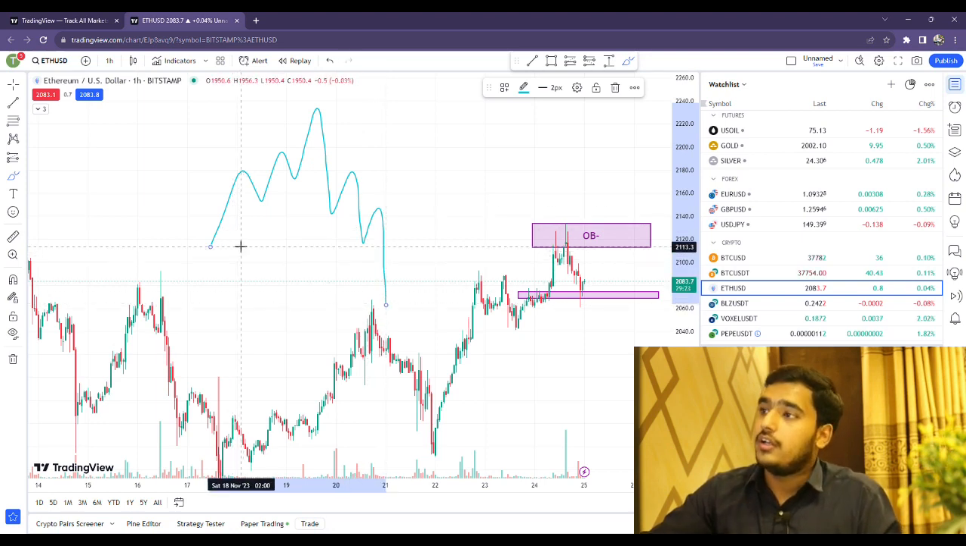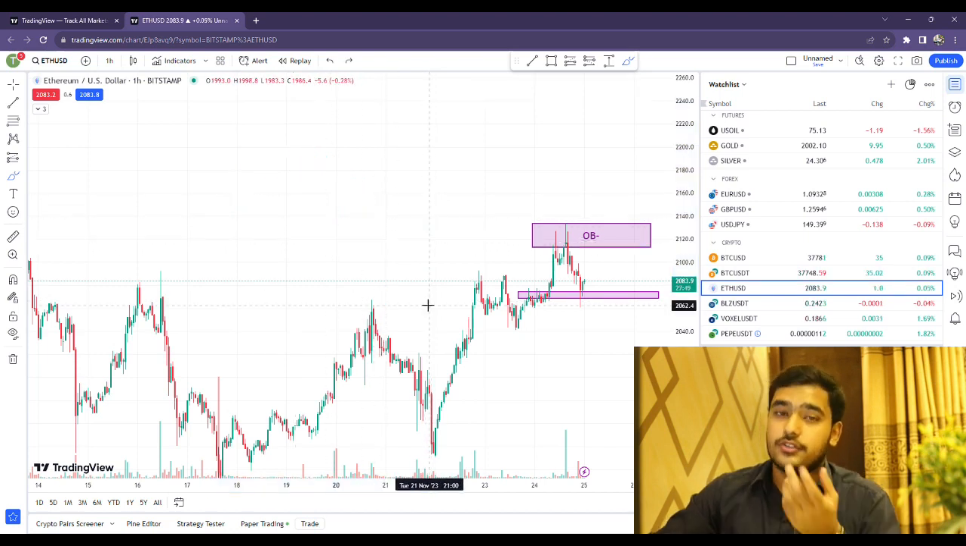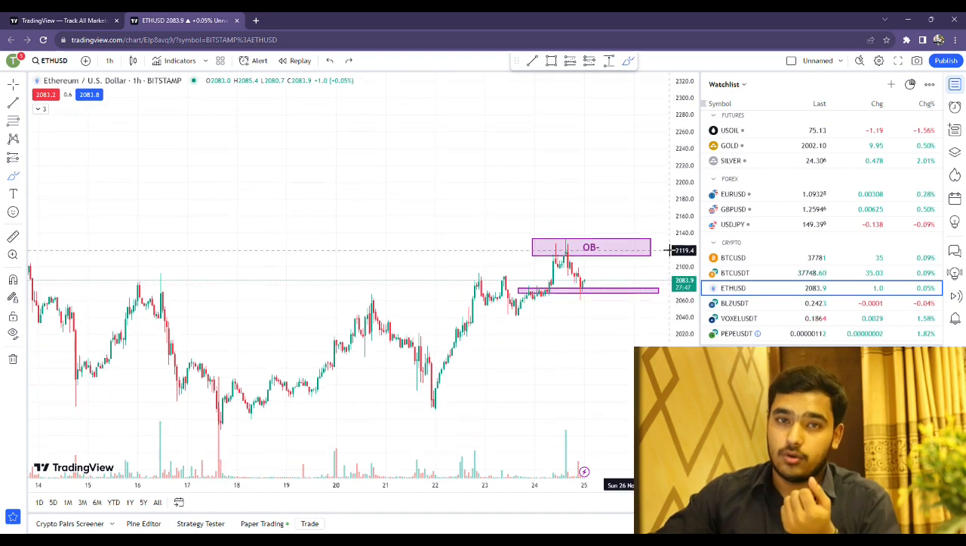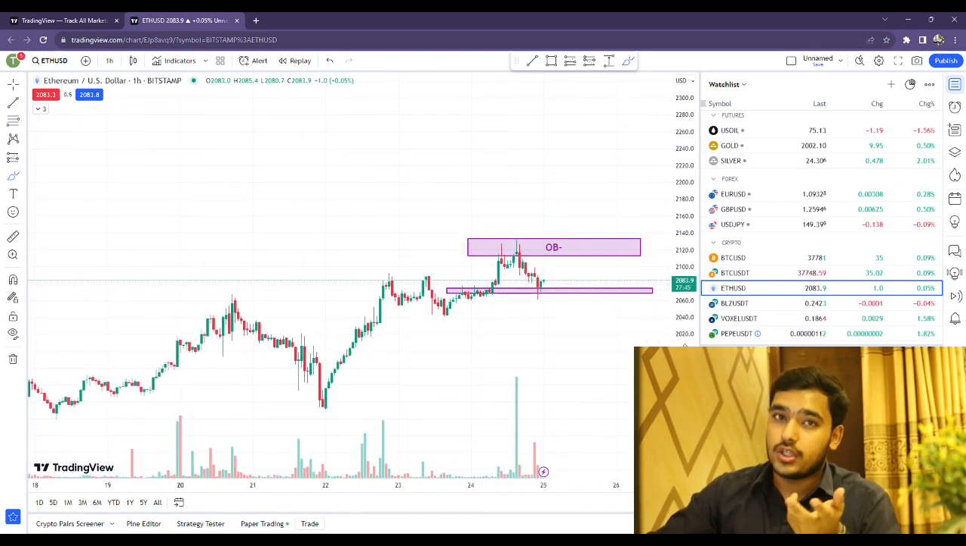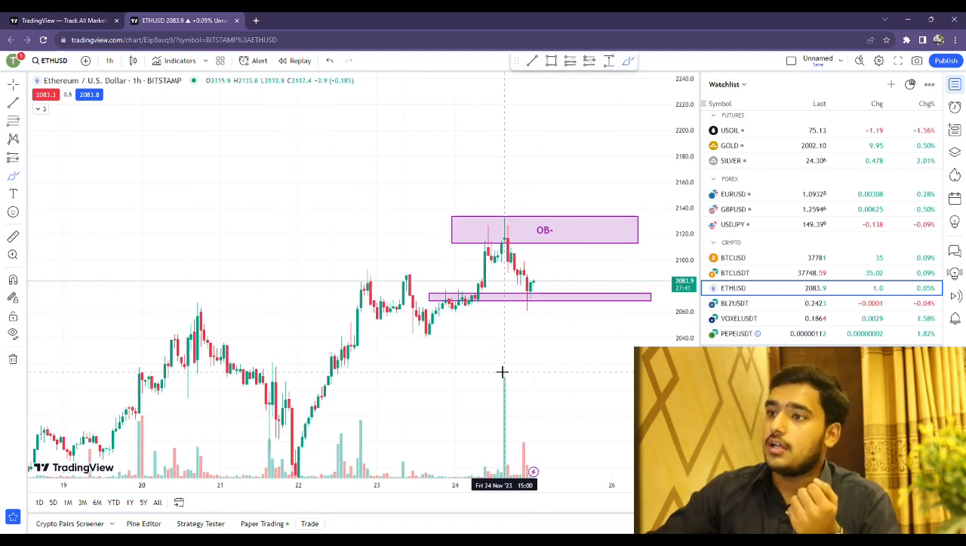I have told you earlier that it is not going to help you in taking trades. However, it will help you to check the trend in the market. So let's talk about what OBs or order blocks are. There are two types of OBs we have, which are the positive OB and negative OB.